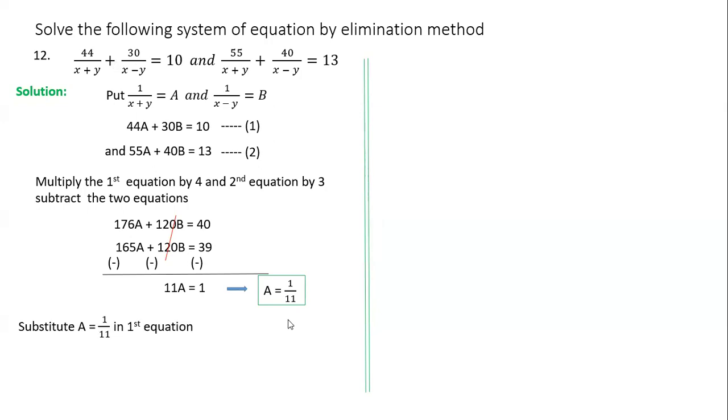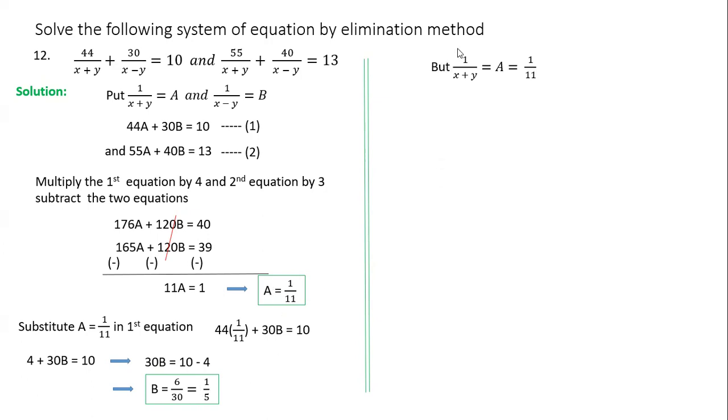Put a is equal to 1 by 11 in the first equation. So 4 into 1 by 11 plus 30b is equal to 10. 4 by 11, plus 30b is equal to 10. Thus 30b is equal to 10 minus 4. b is equal to 6 upon 30, which is equal to 1 by 5. The b value I got, the a value.